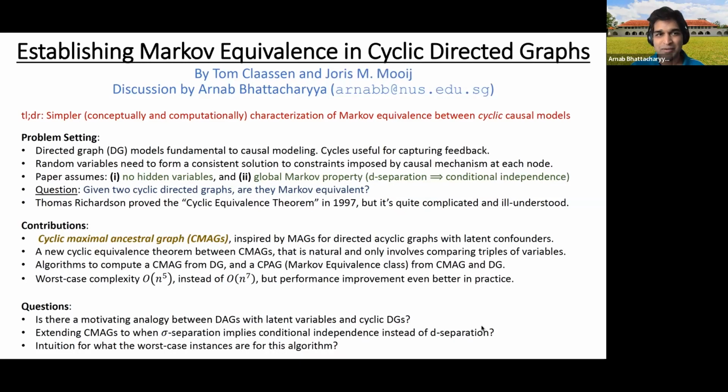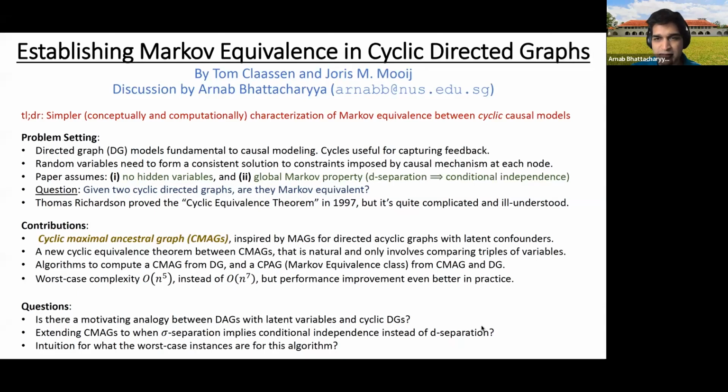Just a brief overview, to recap the talk. We've been talking about directed graph models and cyclic directed graphs, which are useful for capturing feedback. The question here is about checking Markov equivalence between two such directed graph models. The two main assumptions in the paper are that there are no hidden variables, and that the global Markov property is satisfied, meaning that d-separation implies conditional independence.